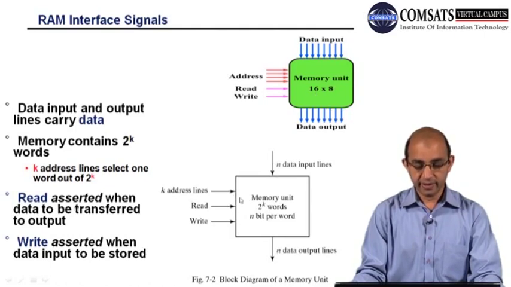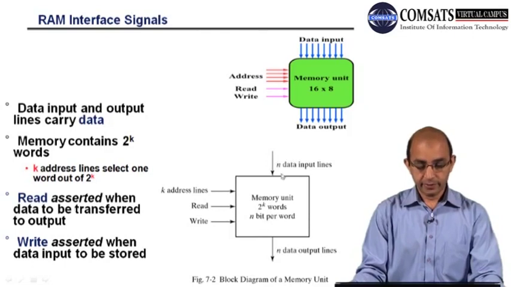If we have k address lines, we can have 2 raised to power k different words, with n bits per word. So these are the n data input lines, and this is read, write, and n data output lines. So this is the 2 raised to power k.